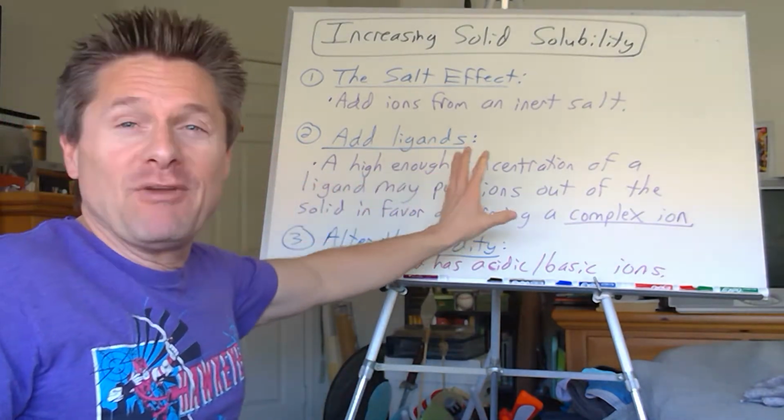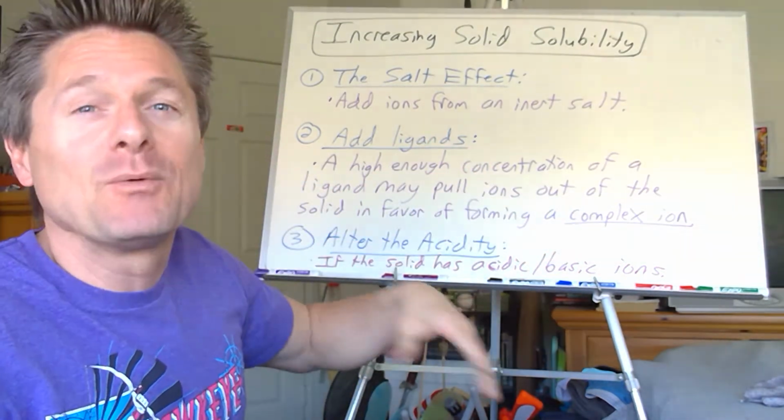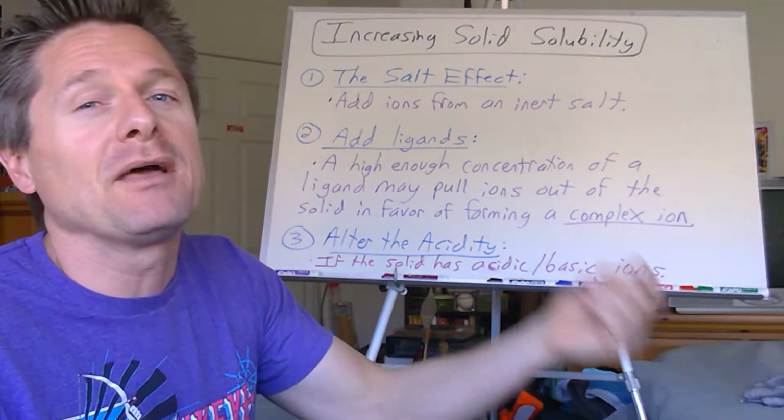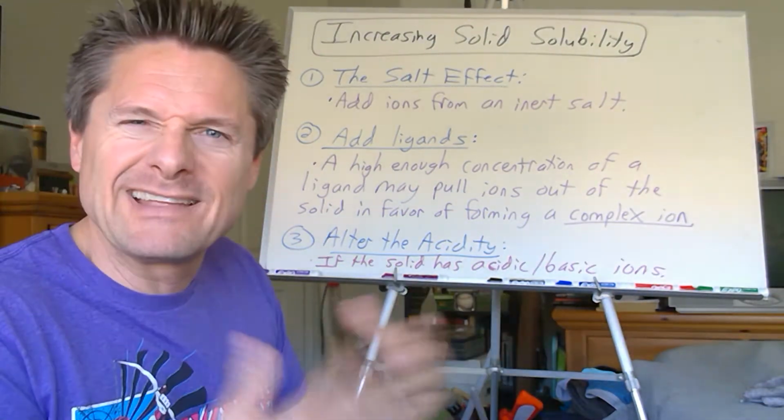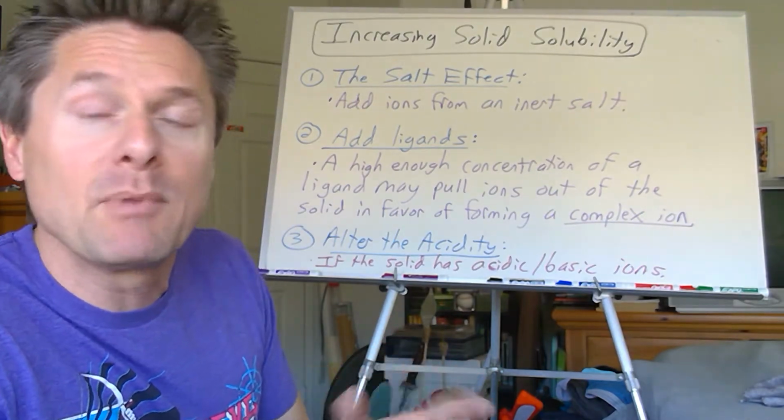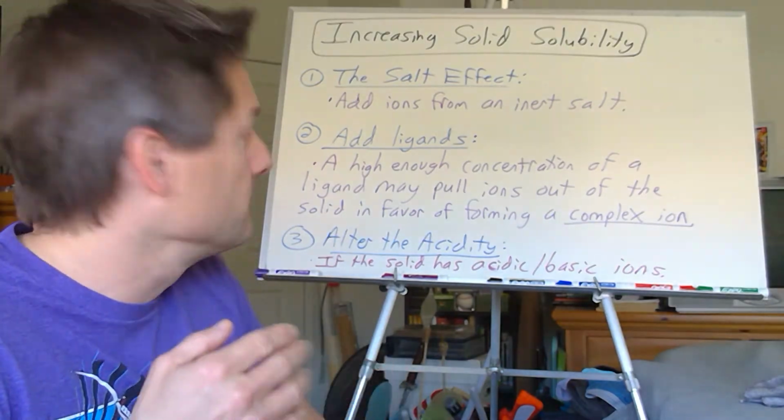So if it's possible, we can form a complex ion in favor of the precipitate, and the precipitate dissolves. Or at least it may not dissolve completely, but its solubility would increase.